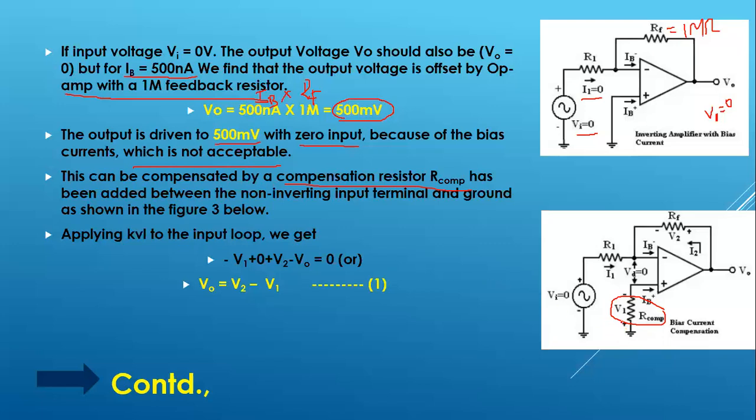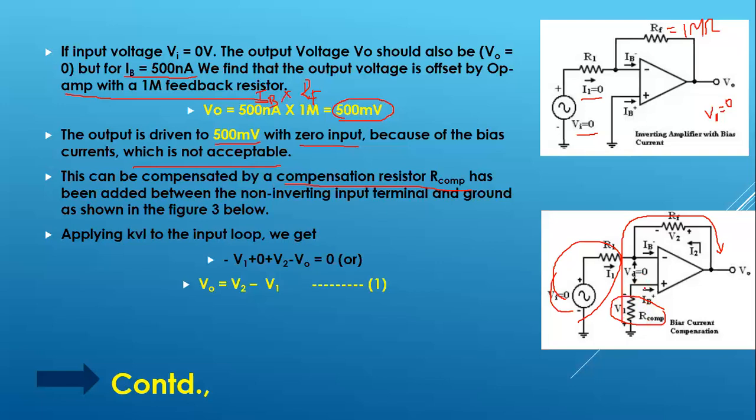If we apply KVL to the input loop, you will be having a loop equation like this. This is the loop direction. As the input voltage is equal to 0, we are not considering this part of the circuit. So if you consider here, minus V1 plus VD plus V2 minus V0 equal to 0. V1 is nothing but IB into R compensation, that is, IB plus into R compensation.